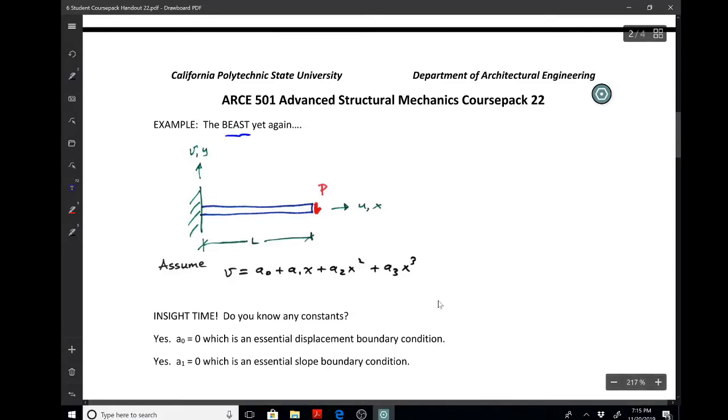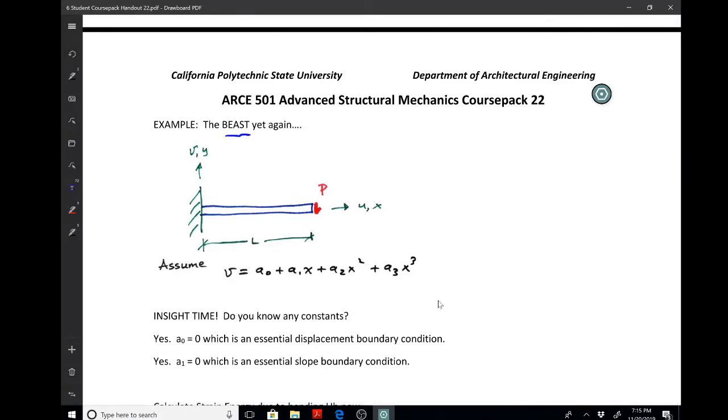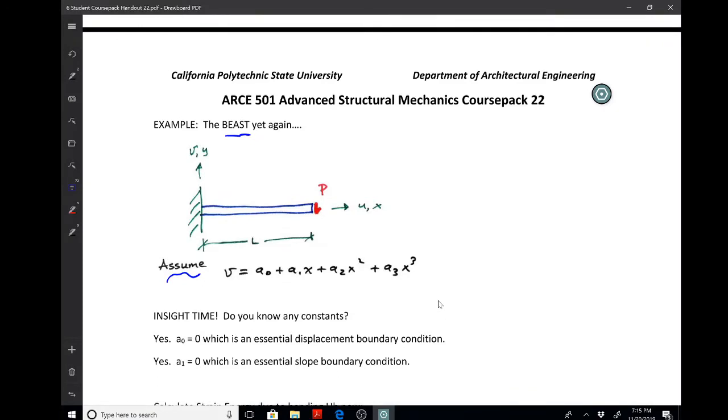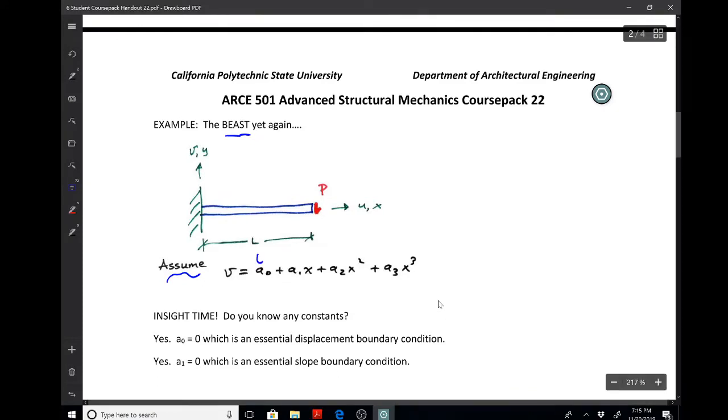So here we have the beast again, our cantilever beam subjected to a single point load. And here we assume some displacement, which is a polynomial, and these are constants. So this is a constant, and this is a constant. The A's, right? Etc., etc.